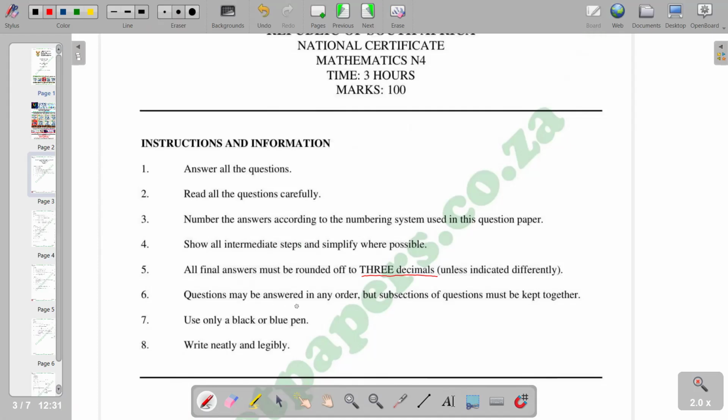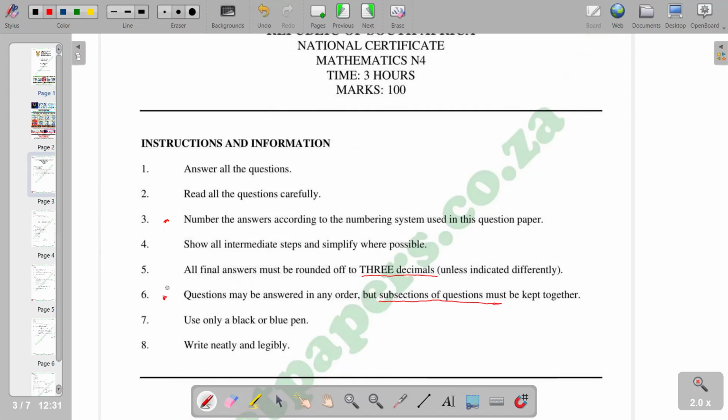Questions may be answered in any order, but subsections of questions must be kept together. So this moves with this one. You can answer in any order, but it's very important to number accordingly. And take note, they say the subsections of the question must be kept together. Then use only a black or blue pen, write neatly and legibly.